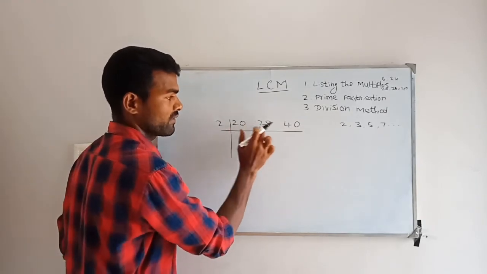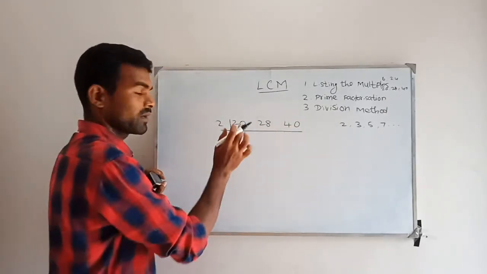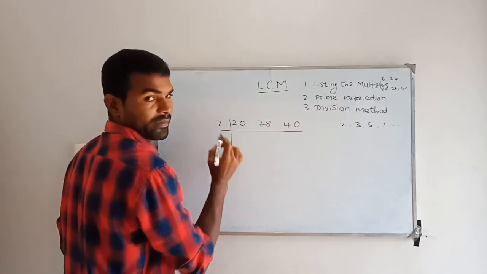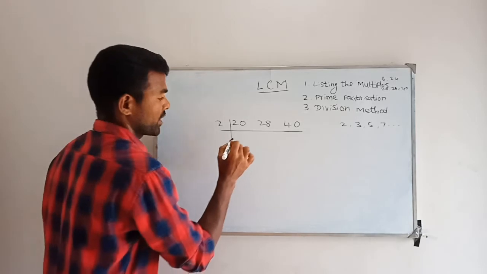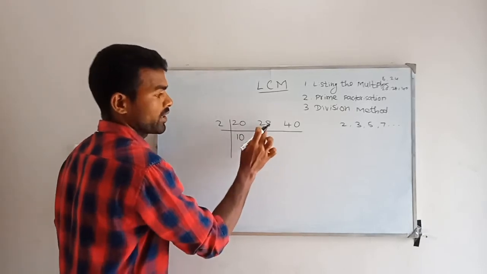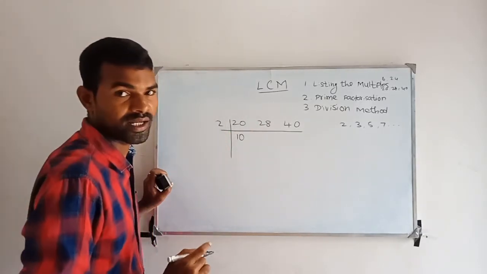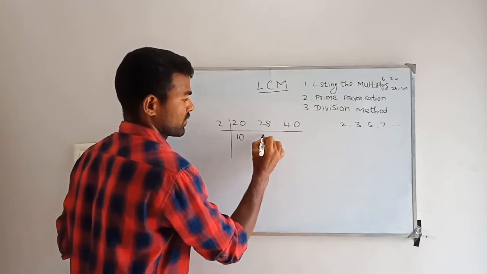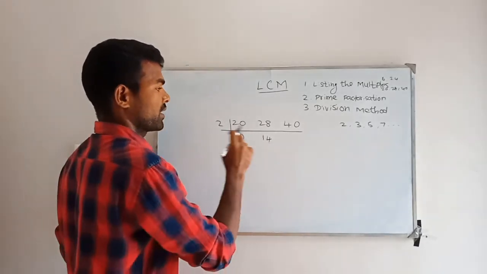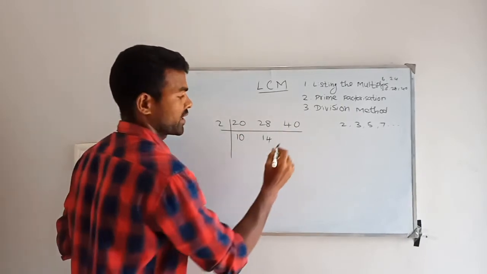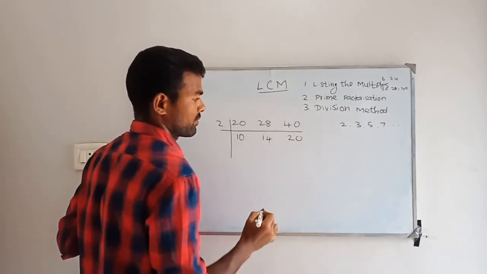Here it is possible to divide all three numbers, so divide by 2. 20 divided by 2, what is the quotient? 10 times we can divide. And 28 divided by 2, how many times can we divide? That is 14 times. And 40 divided by 2, we can divide 20 times.